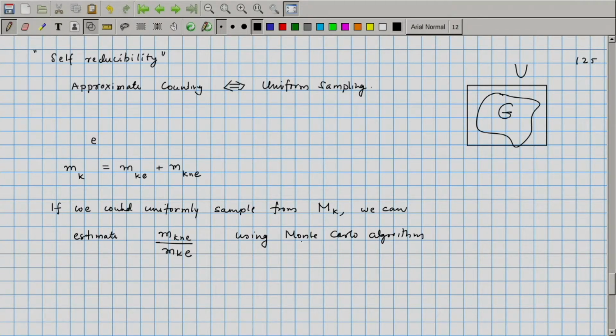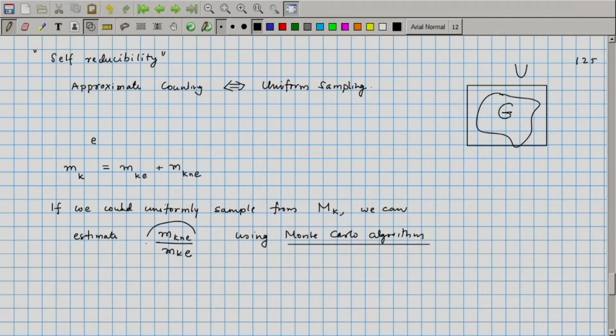Okay, when we say using Monte Carlo algorithm, we can assume that whatever we are approximating, we are sampling from some space. So we could sample from MK, and let us say we sample 1000 times, and we look at the number of elements which have the edge E and the number of elements which do not have the edge E. Their ratio is essentially a good estimate of MKNE by MKE.